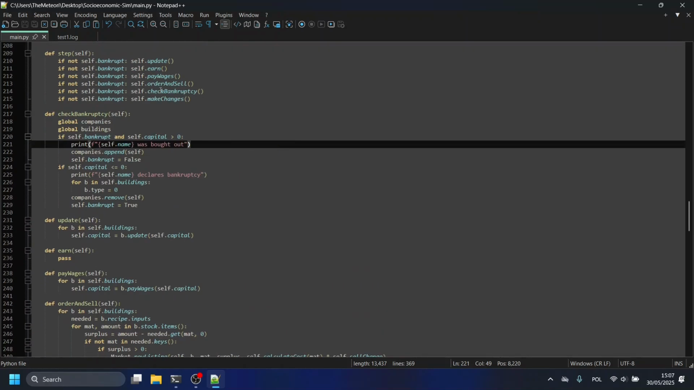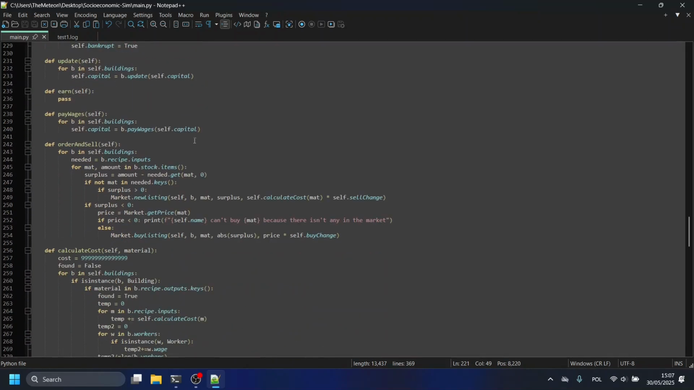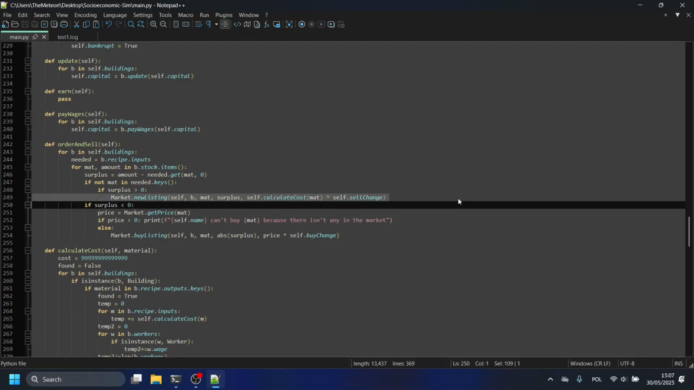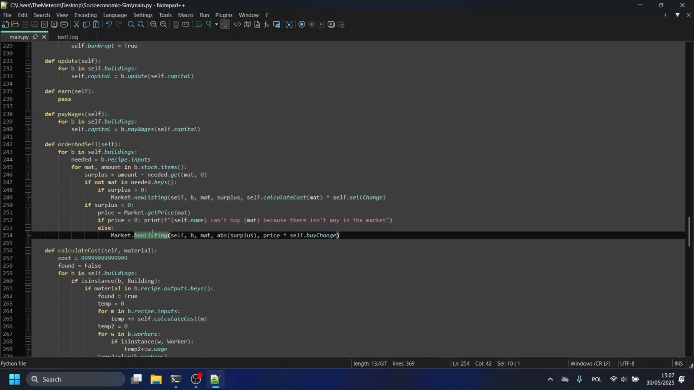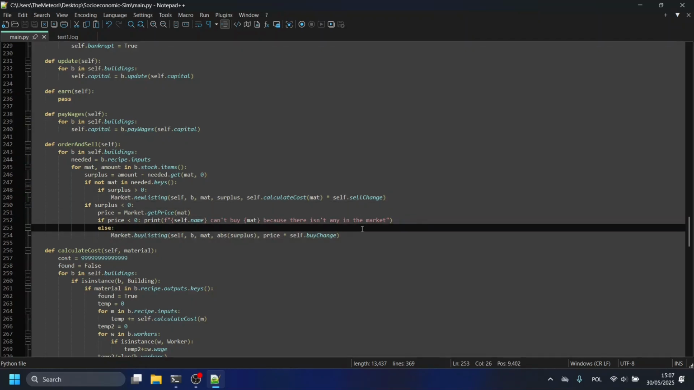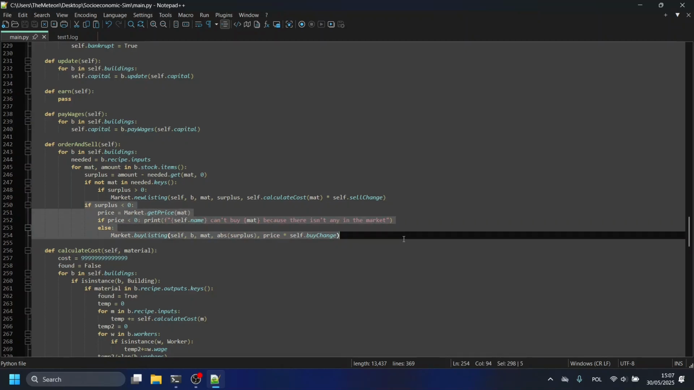Then it orders and sells materials it has in a very simple function that loops over all the buildings, checks what each building needs, then loops over what it actually has, calculates the surplus or not enough, and then it creates a listing if it has more than it needs, or it buys a listing if there is one. So that's this check here.